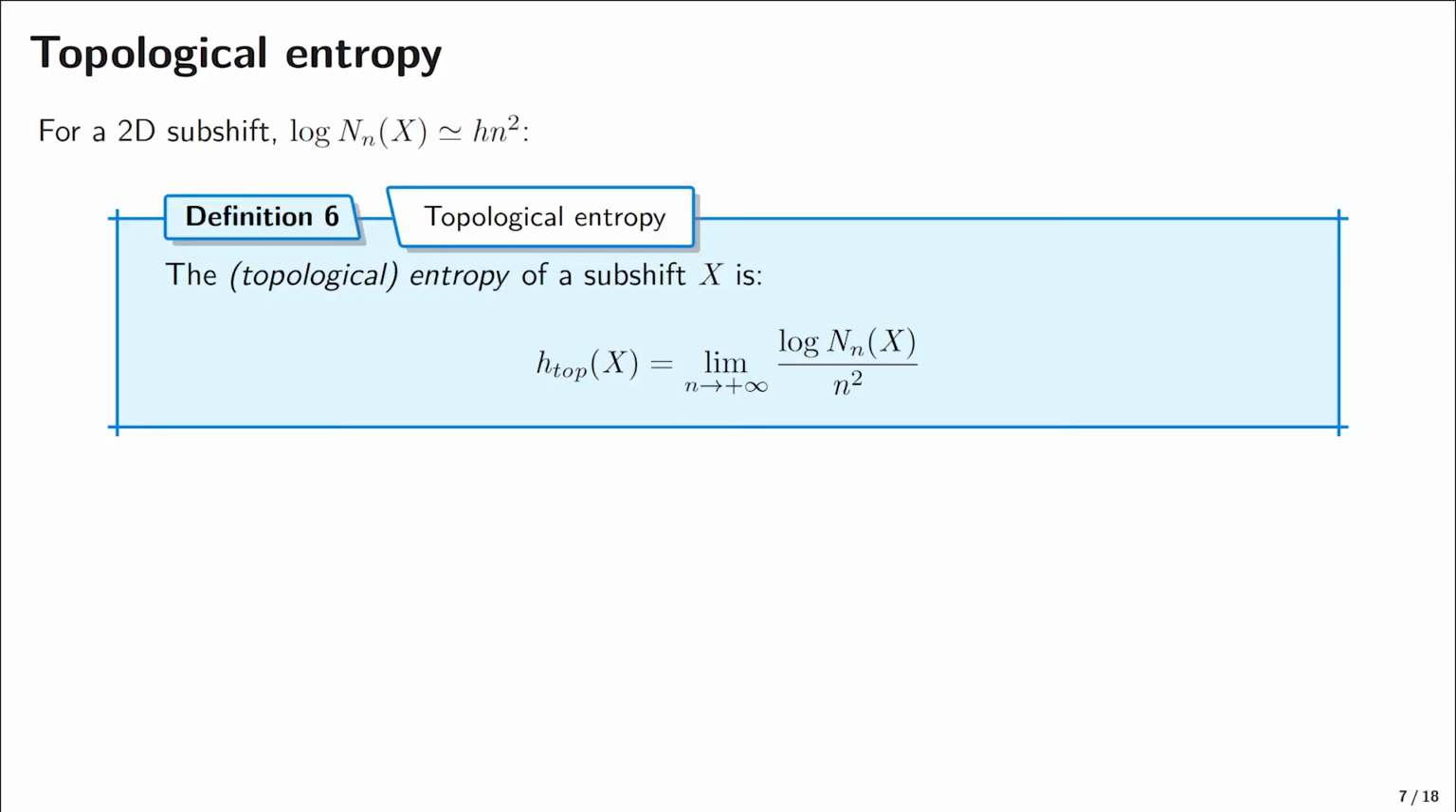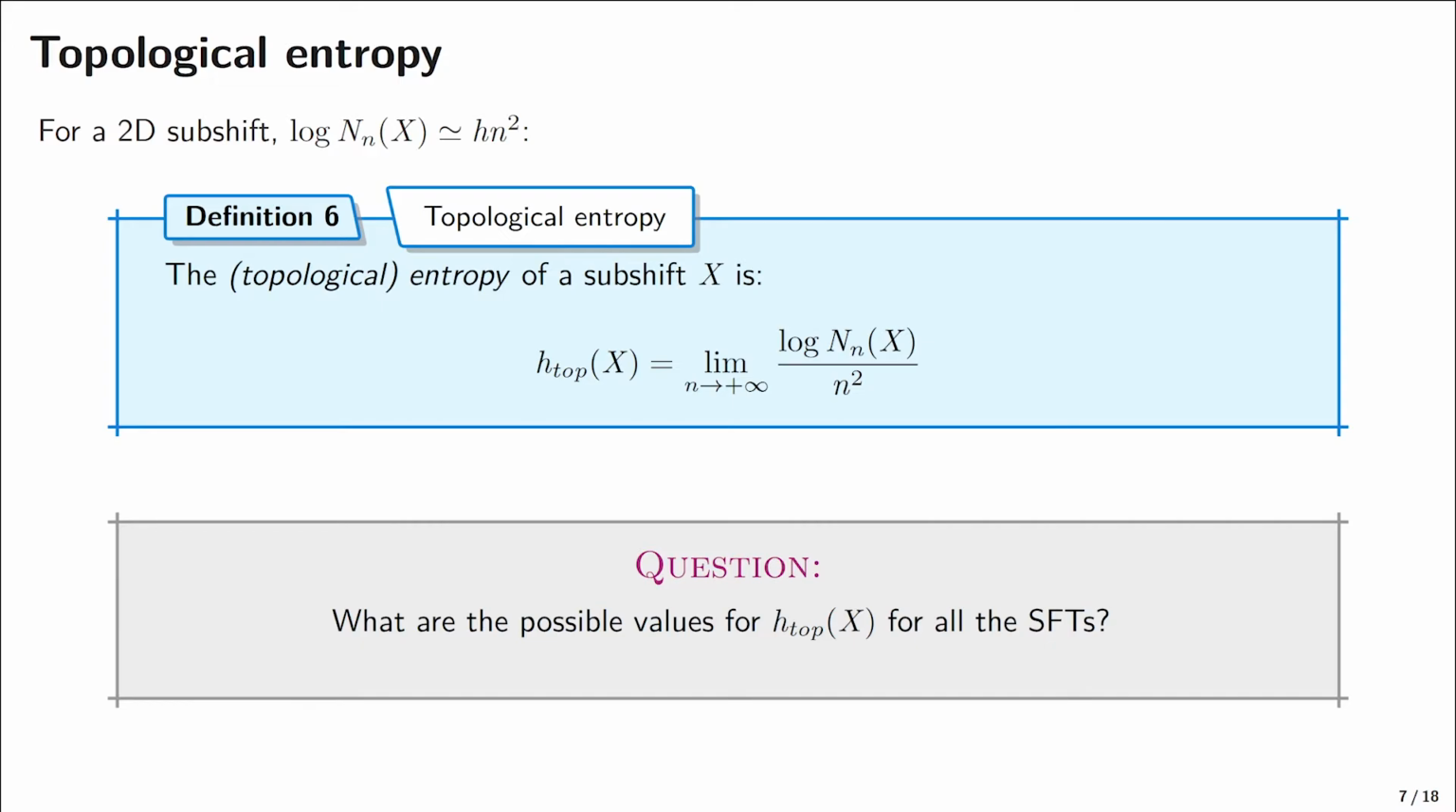Now, let me talk about topological entropy. Computing the exact value of the complexity function can be quite cumbersome. So the topological entropy is a way to only consider its asymptotic growth. It is easier to compute the coefficient in front of the n squared here, rather than the whole and exact complexity function. And this is what we call the topological entropy. And the question I want to ask in this section is, what are the possible values for the topological entropies of subshifts of finite type?